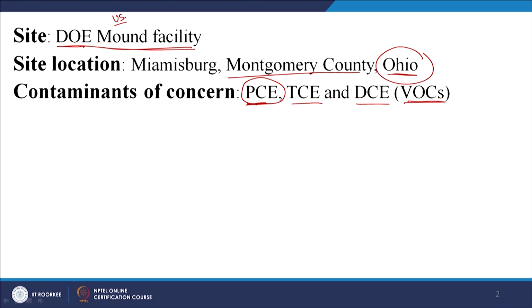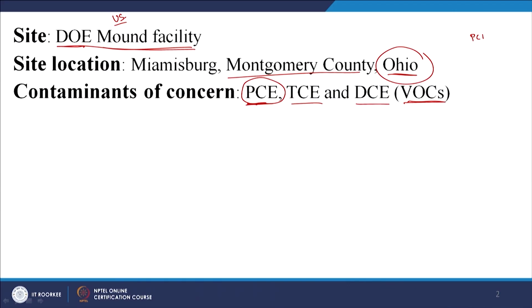The key aspect is that they are volatile, and as we have looked at in multiple cases with similar compounds, we know that PCE can be degraded to TCE by natural attenuation or remediation, and then DCE and vinyl chloride and so forth. So, that is something to keep in mind. So, let us move forth.